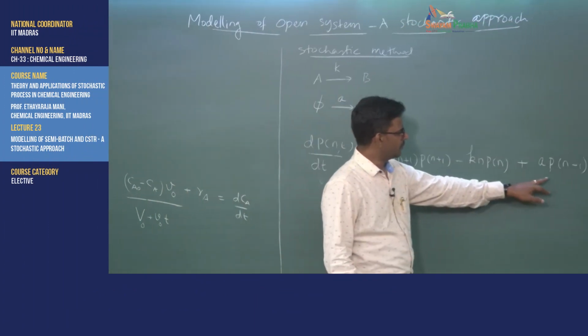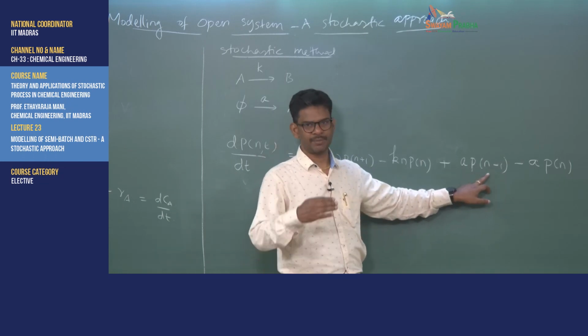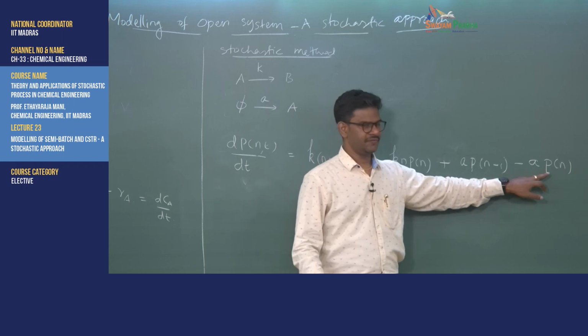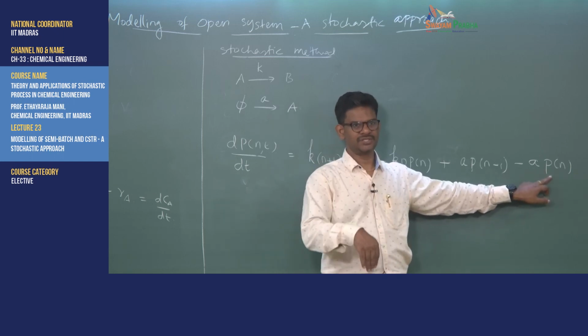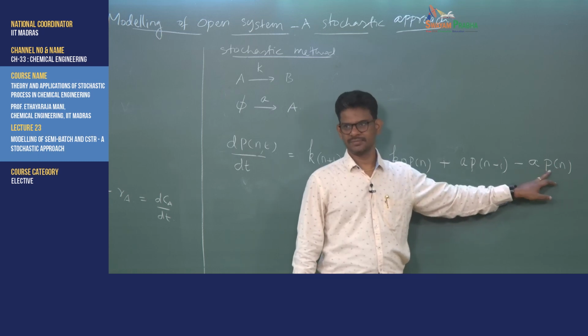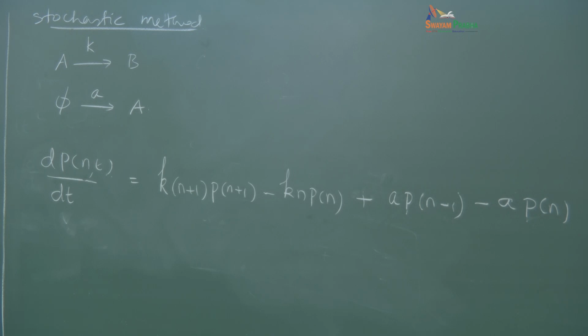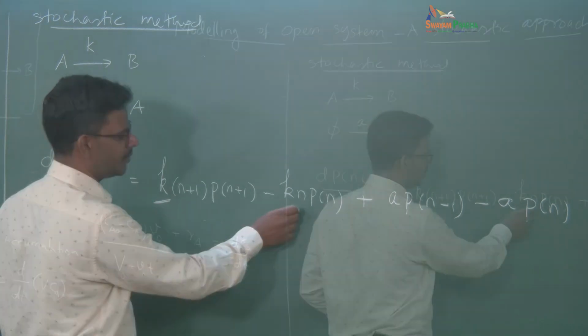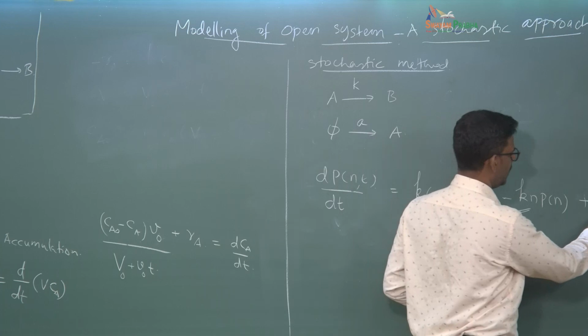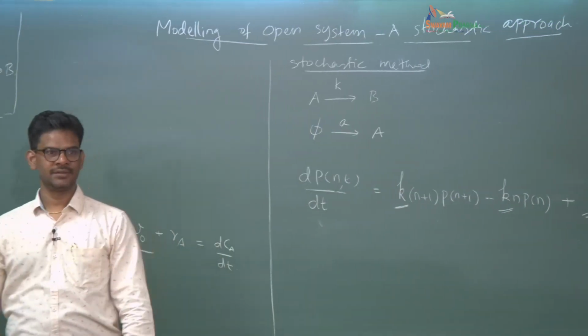So this term will tell you that if the current system is at n minus 1, an injection step will take it from n minus 1 to n. On the other hand, if the current system is at n, one injection step will take it to n plus 1, so you have a loss. So this chemical master equation basically represents this kind of a semi-batch reactor. Now all you have to do is define your rate constant depending upon the temperature, and then this a here to represent the rate of injection, the rate of addition.